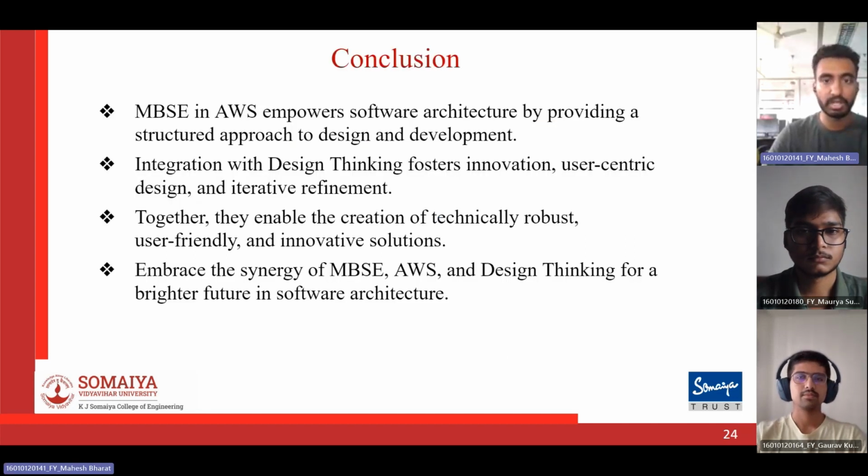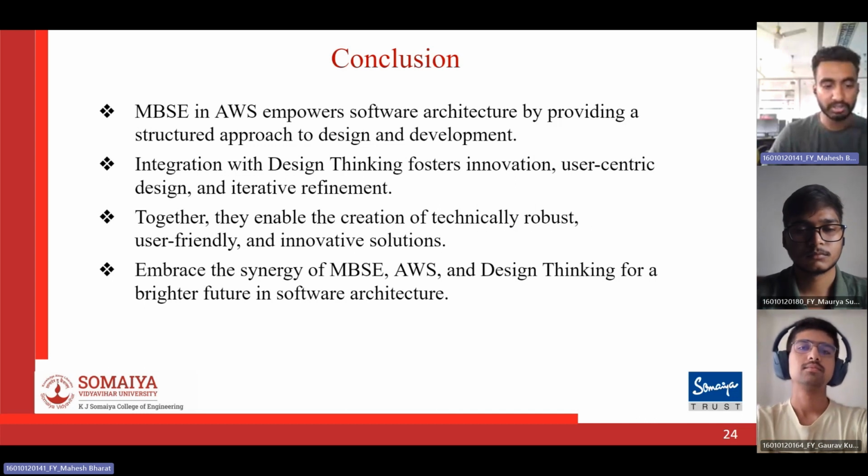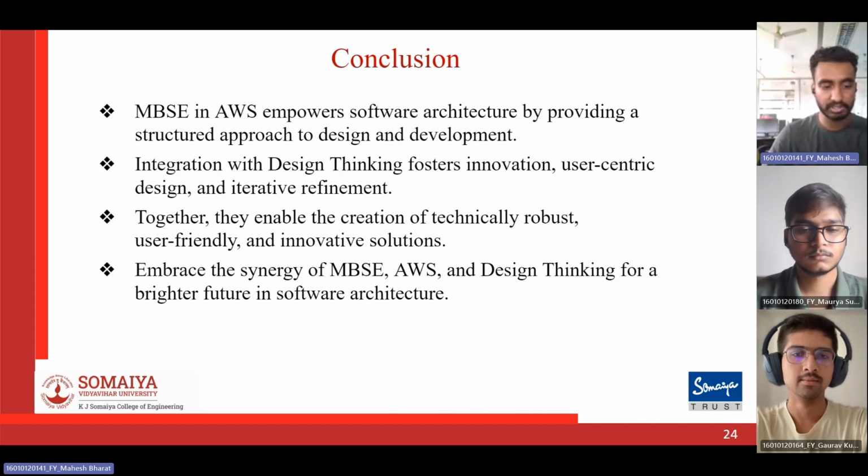In conclusion, I'd like to say that the integration of MBSE in AWS enhances software engineering by offering a systematic design and development approach. When combined with design thinking, it encourages innovation, user-focused design, and continuous improvement. The synergy results in the development of robust, user-friendly, and innovative software solutions, paving the way for a promising future of software architecture. Thank you.